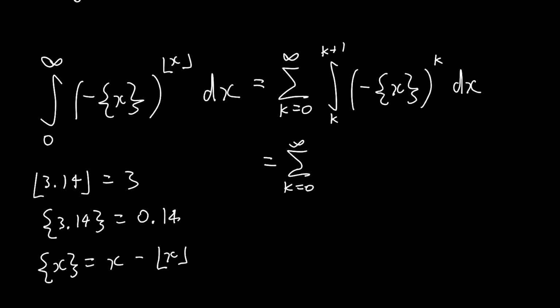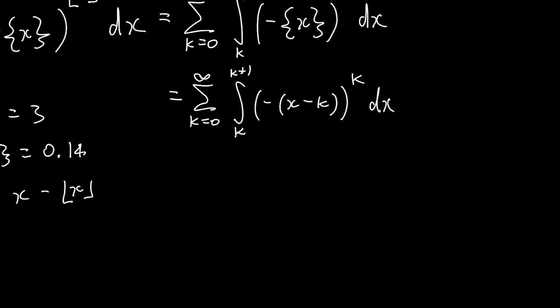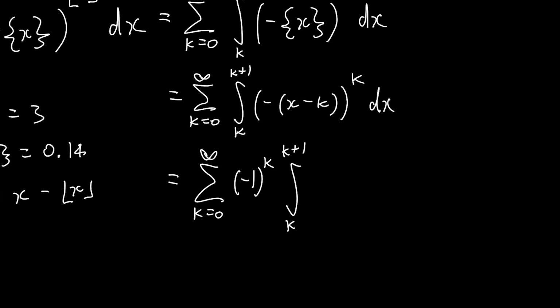So let's write that. Integral between k and k plus 1. So inside of this we have minus x minus k, and that's to the power of k dx. So we want to do this integral. First we can take out this minus sign that's inside of this bracket here, and take it outside of the integral as a whole, since it has nothing to do with x. So we have minus 1 to the power of k, and then our integral between k and k plus 1 of x minus k to the power of k dx.